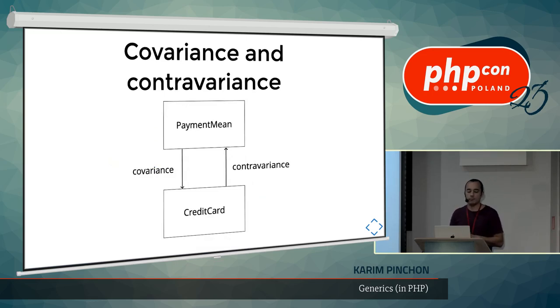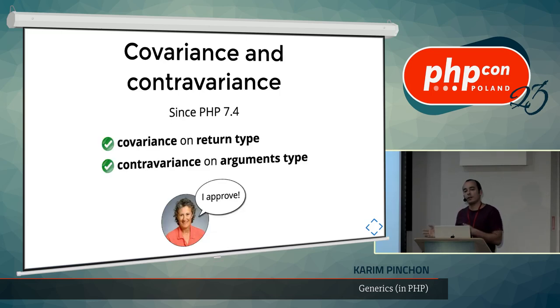It basically means that if you have a class and you want to go to a child class, this process is called covariance, and the reverse process is called contravariance, when you have something specific and you go to something less specific. In fact, there are some rules in PHP to handle covariance and contravariance. And since PHP 7.4, we can use covariance on return type and contravariance on argument type.